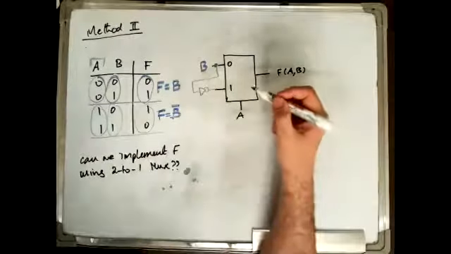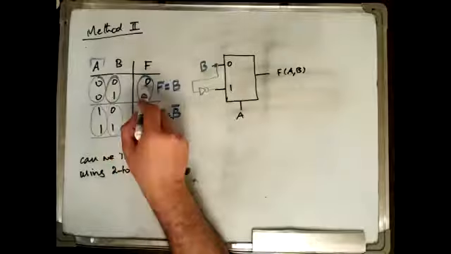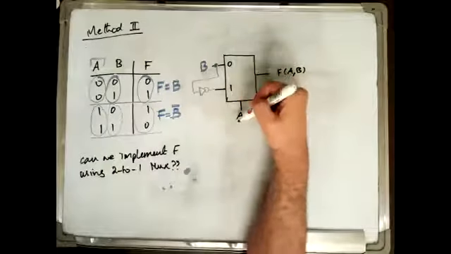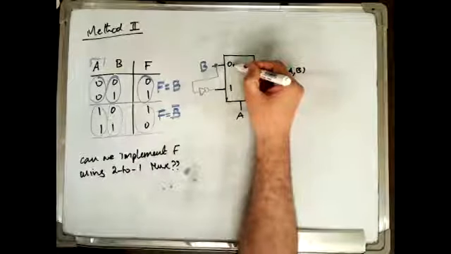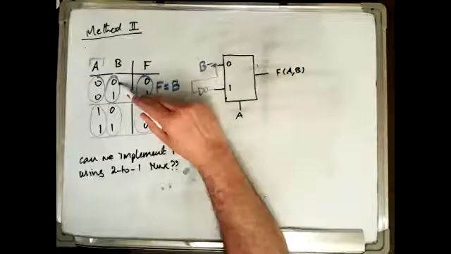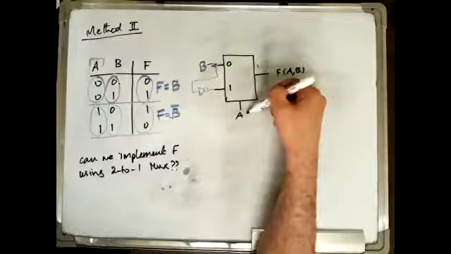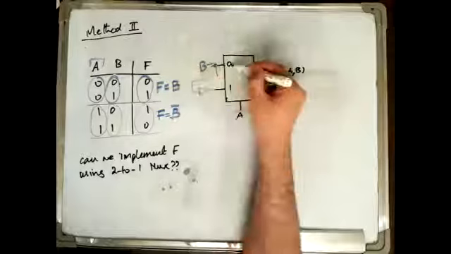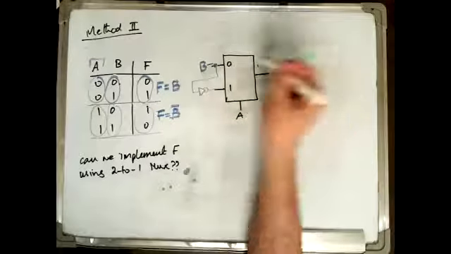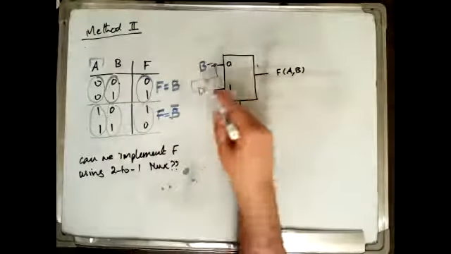Is this correct? Let's try. If A is 0 and B is 0, the output is 0. So if A is 0, I am selecting this input. And if I select this input, what will appear on the function here? B. And what is the value of B? It is 0. If A is 0 and B is 1, the function should be 1. So I am selecting this input, and F is basically B, and B is 1, so the function will be 1, and so on. So this is basically how we implement the function.